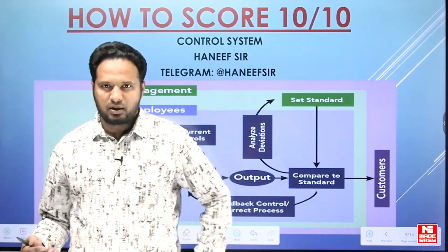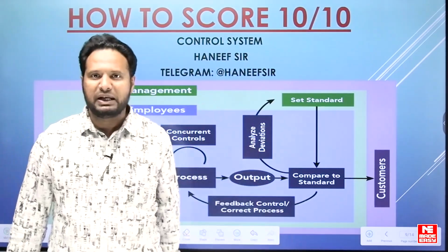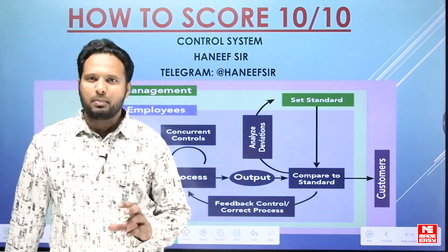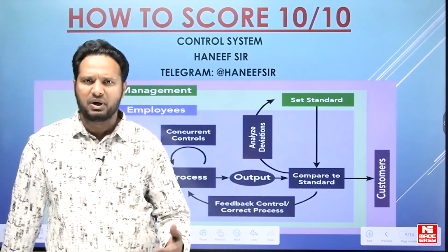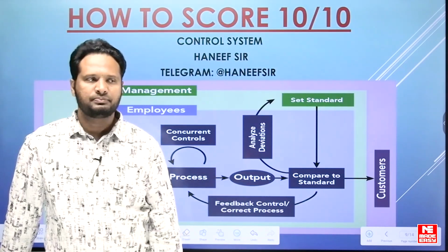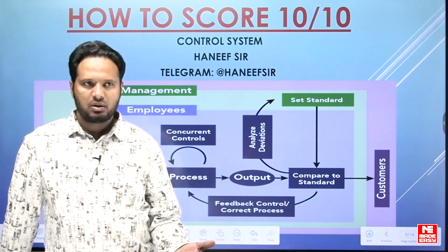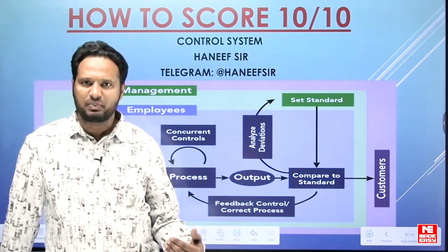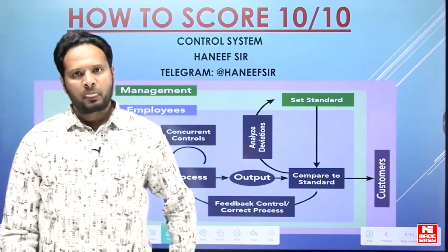So the title is: how to score 10 on 10 in control system. Actually the range of marks varies, a minimum of 7-8 marks and a maximum of 12 marks. So an average of 10 marks is what I guess. The maximum that happened is 12 marks once or twice, and the minimum is 7 marks. So it fluctuates. So in general I just say 10 on 10.